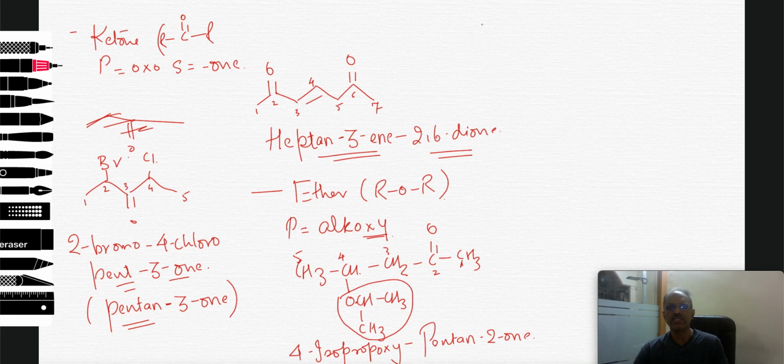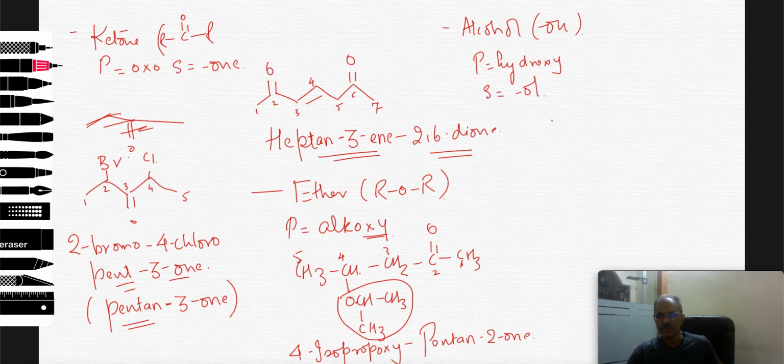Now we will see another functional group, which is alcohol, which is OH. Fine. The prefix happens to be hydroxy and the suffix happens to be -ol. Okay. Now we'll see one. Sorry, cancel from here.